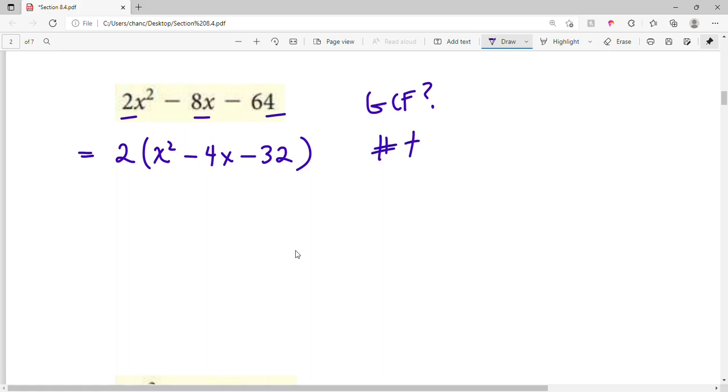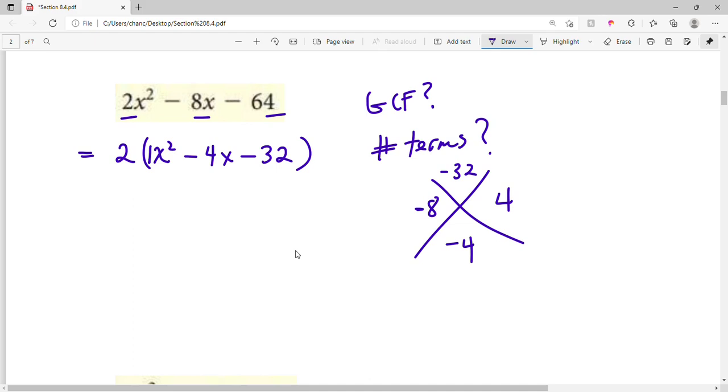Now we look at the number of terms. And in this case, we have 3 terms with a leading coefficient here of a 1 in front of the x. So I'm going to use the diamond method. We'll put the negative 32 on top and the negative 4 on the bottom. What two numbers multiply to get negative 32 but add up to get a negative 4? That's going to be negative 8 and positive 4. It multiplies to get the top number and adds to get the bottom number. This factors as 2 times x minus 8 times x plus 4. And that completes the problem.